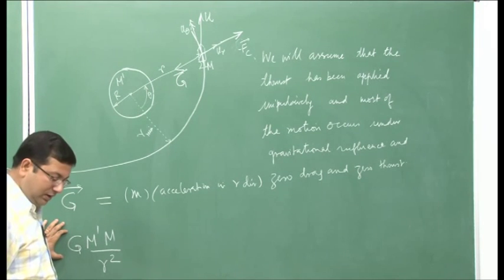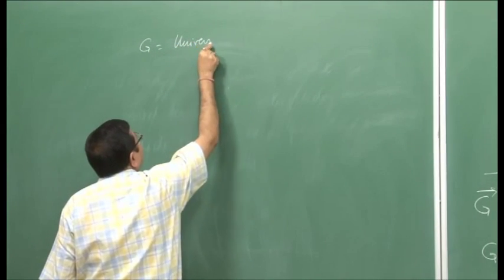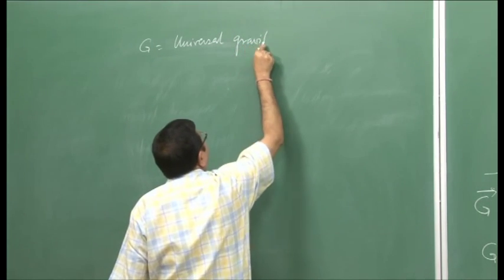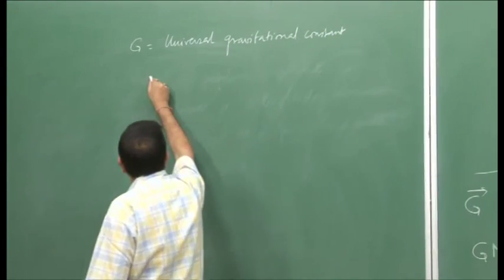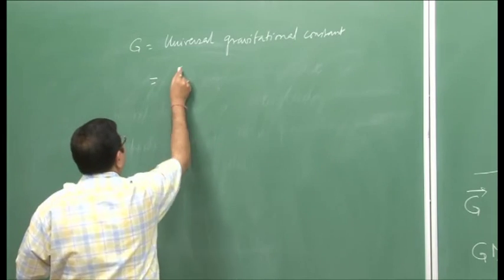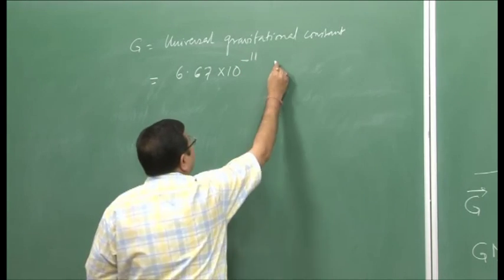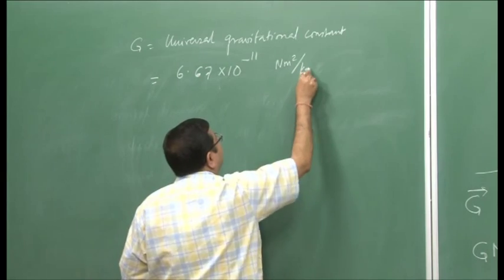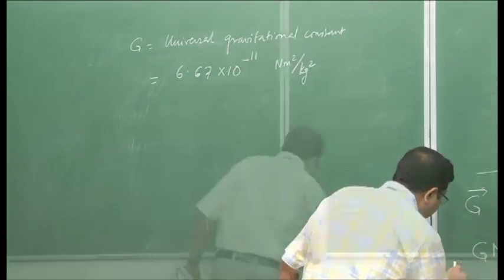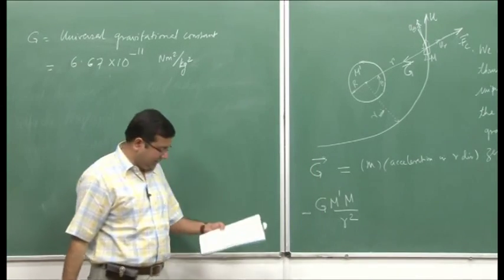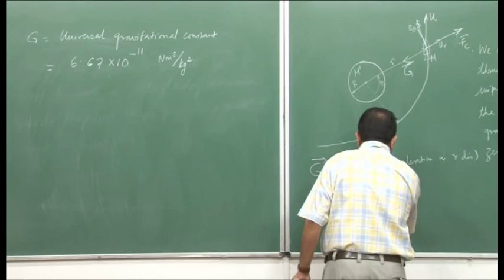where G is the universal gravitational constant. So, the universal constant, its value is equal to 6.67 into 10 to the power minus 11 Newton meter square per kg square. Okay, this is the unit of G. Then this is the gravitational force acting, we will take a minus sign here. This is equal to mass times acceleration. So, let me put it mass.